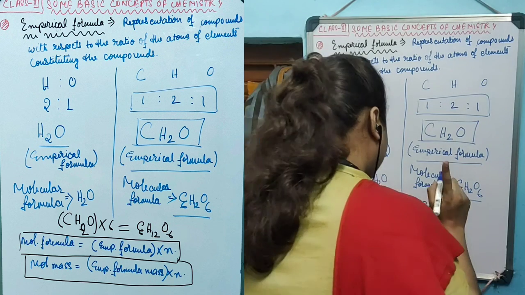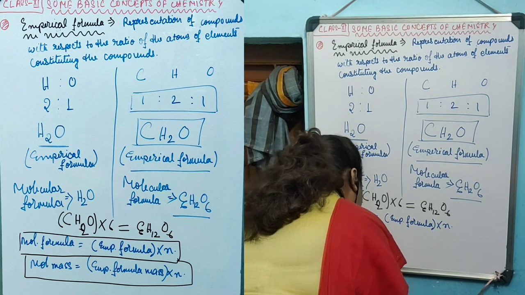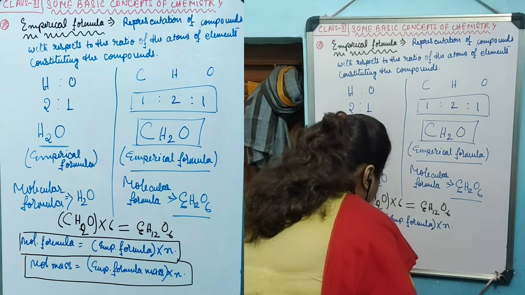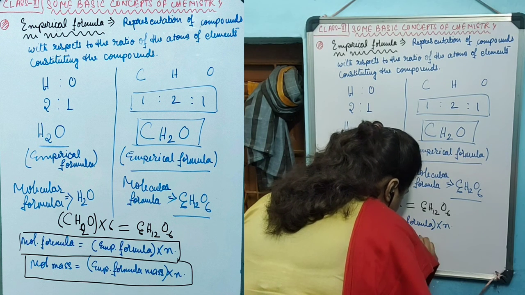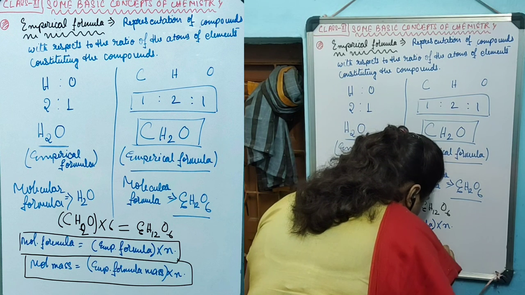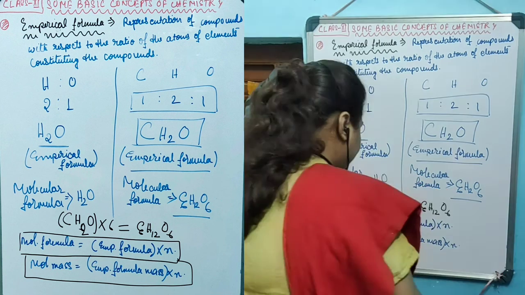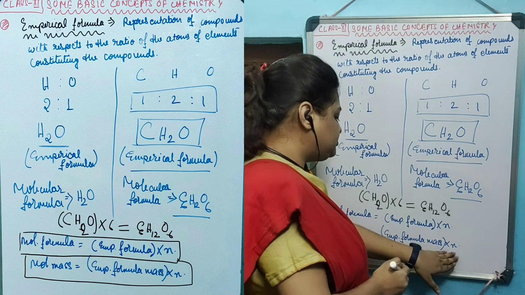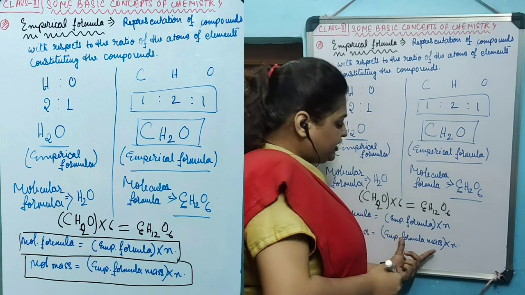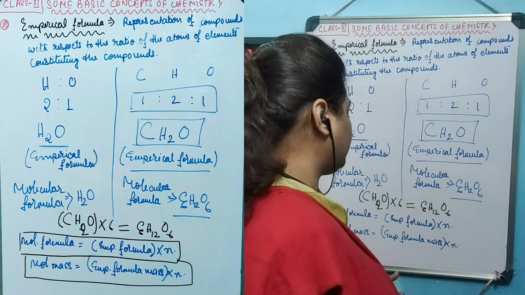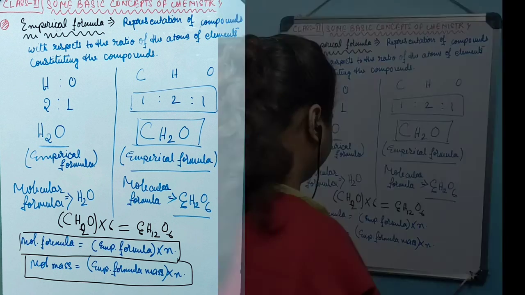In a similar way, molecular mass is also related: molecular mass equals empirical formula mass multiplied by n, which is also an integer that needs to be multiplied with the empirical formula mass of any compound to get the molecular mass of that compound.